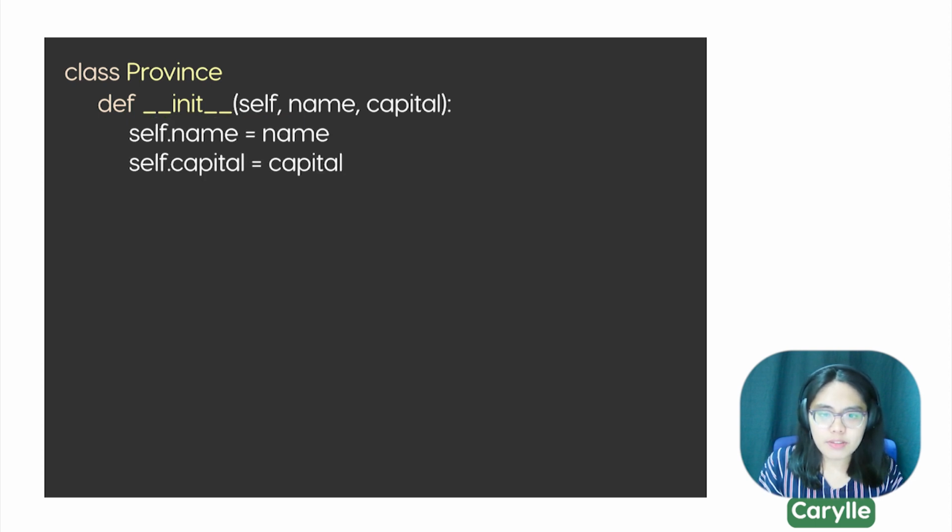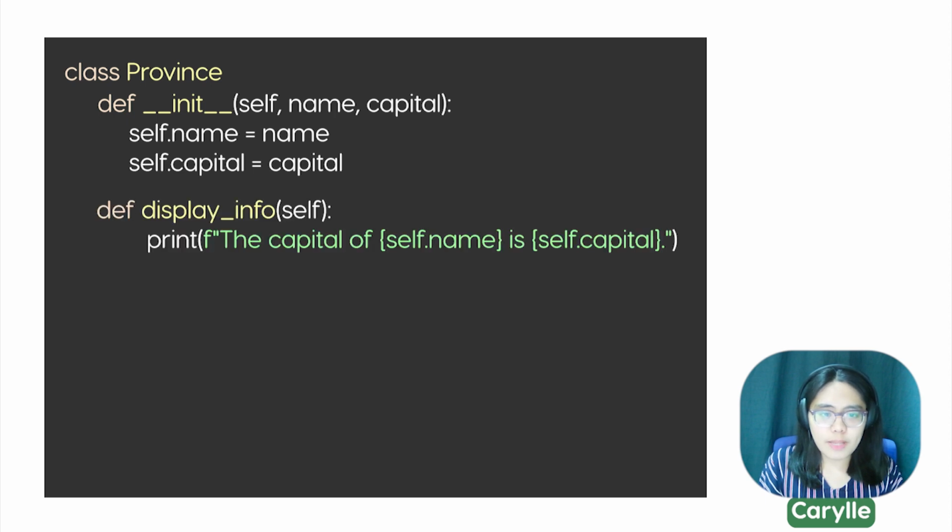In our example, each province object will have a name attribute and a capital attribute. Next, let's define a method for this class by typing out a new behavior after the def keyword. In this case, we define a method displayInfo that prints the province's name and capital. Again, self refers to the object calling this method.